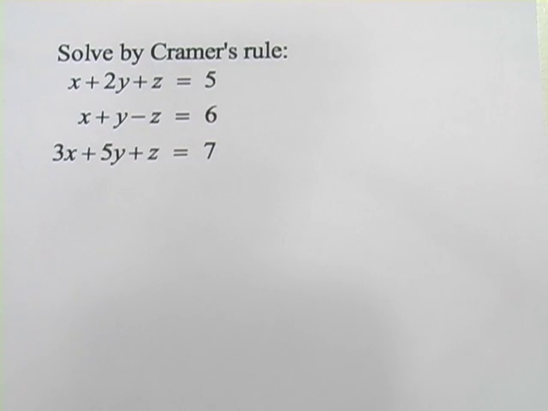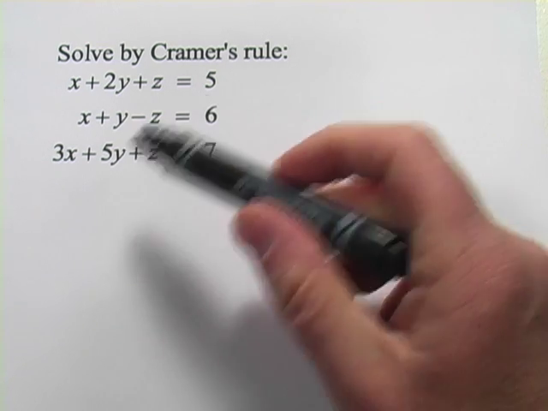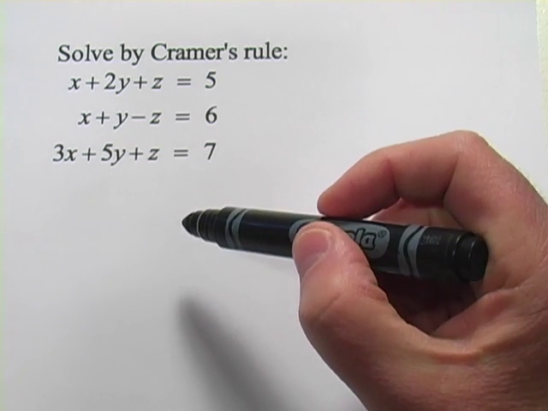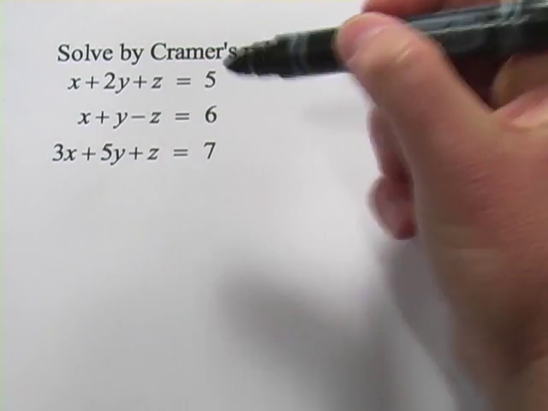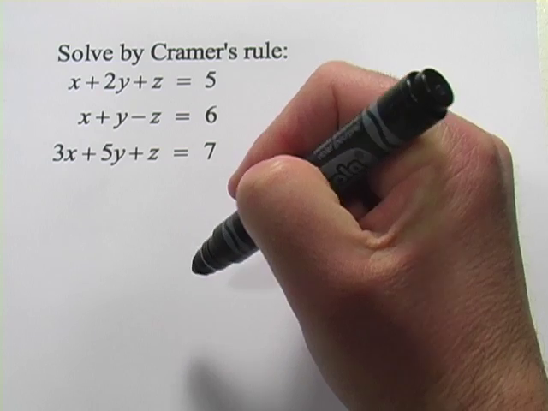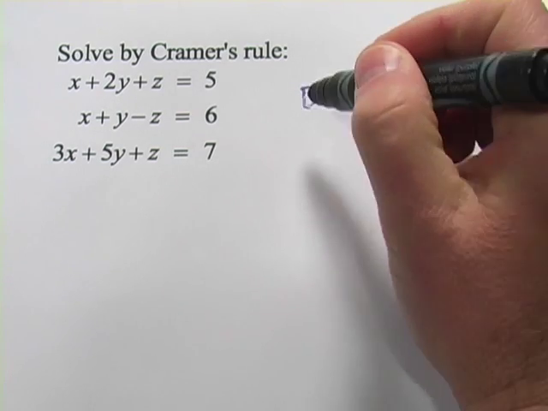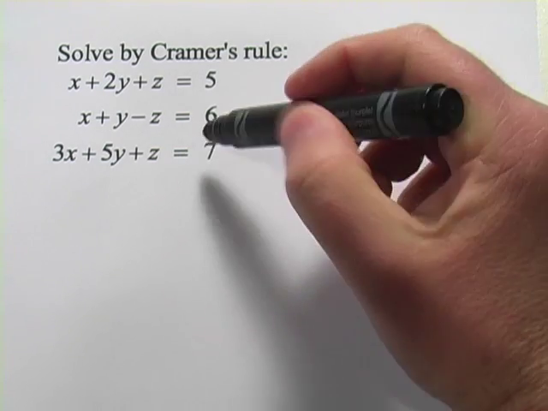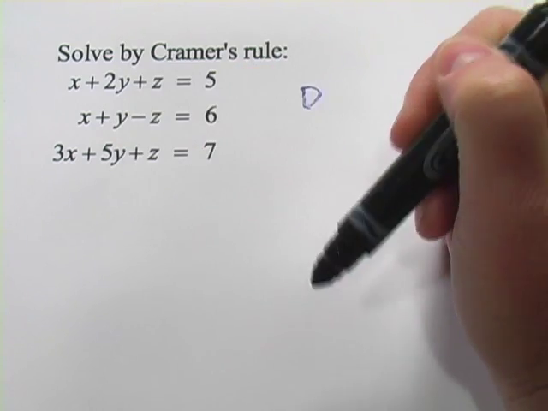Here it just says solve by Cramer's rule. So they're going to want all values for x, y, and z. Let's take a look at this. We're going to first determine big D, which is the determinant of the coefficient matrix, and then, assuming we can move on from there, because sometimes you can't, we'll determine dx, dy, and dz.